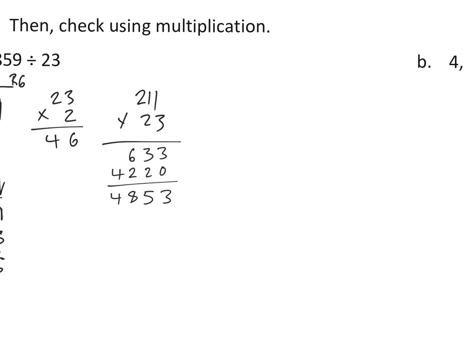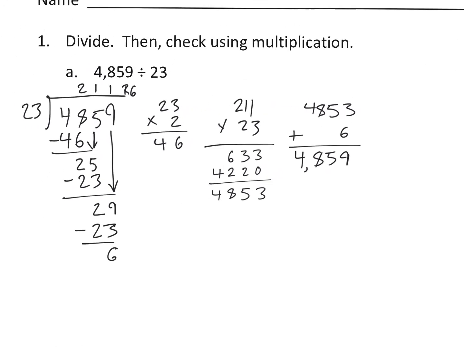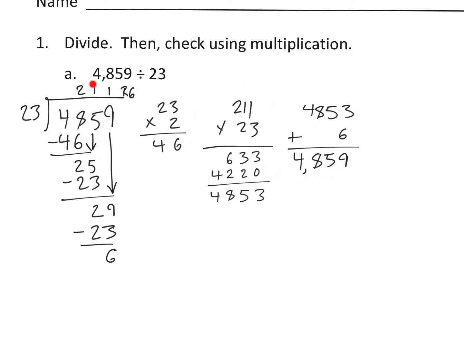So I'm going to do 4,853 plus 6, which is my remainder. It's going to give me 4,859, and that is what I started with. That was my dividend. So I know just by looking at that I did it right. I did reverse, and notice how I started off using multiplication. I did part of my checking over here to help me figure that out.